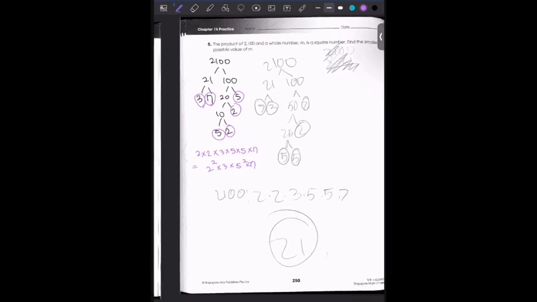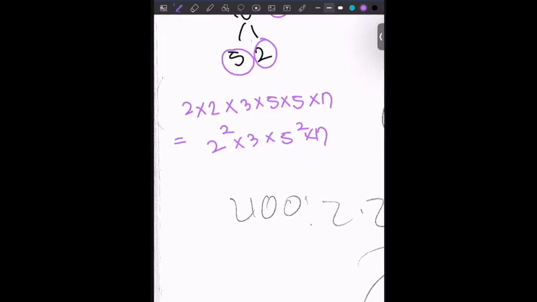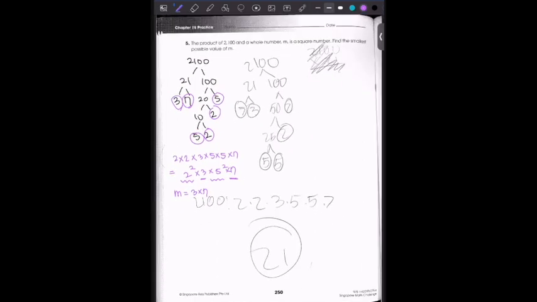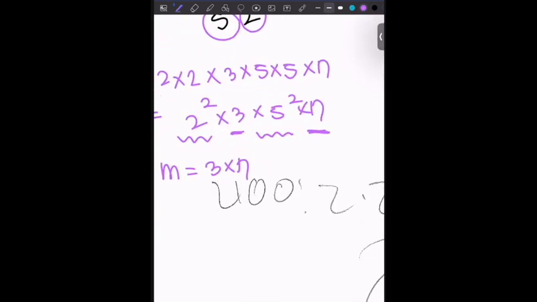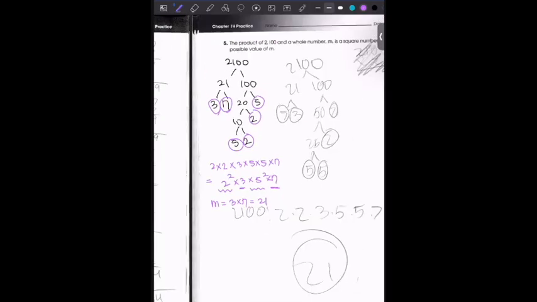Now, since we want 2100 times m to be a square number, we need to make sure that these prime factors have pairs. And so 2 has a pair since it has an even number multiplied, so 2 is multiplied twice. 5 is multiplied twice as well, so it has its pair. But 3 is only multiplied once, and 7 is only multiplied once. So to give both of the numbers a pair, m must include 3 and 7. And since we're looking for the smallest possible value of m, the smallest possible value is going to be 21.